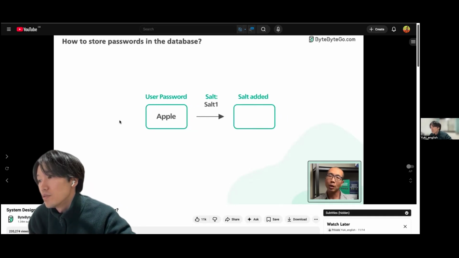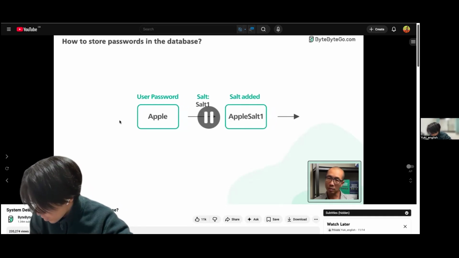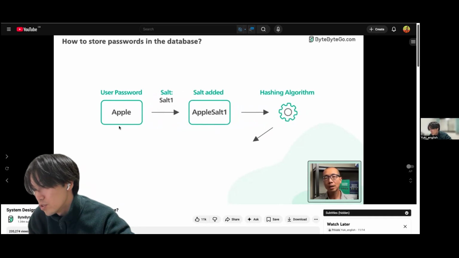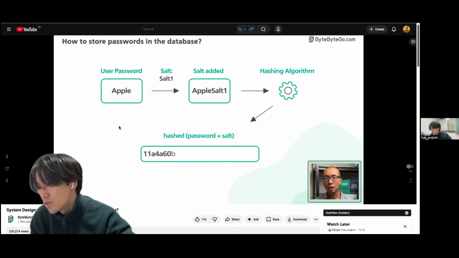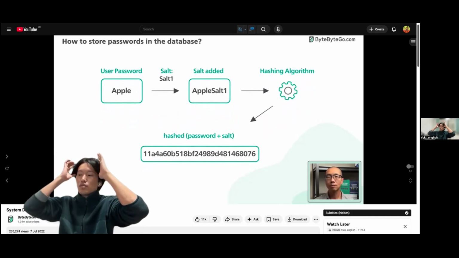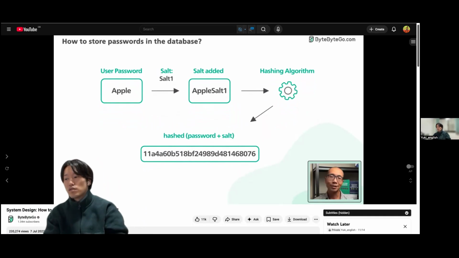According to the OWASP guidelines, a salt is a unique, randomly generated string that is added to each password as a part of the hashing process. Why do we need to salt the password at all? Well, storing a password as a one-way hash is a step in the right direction, but it is not sufficient.